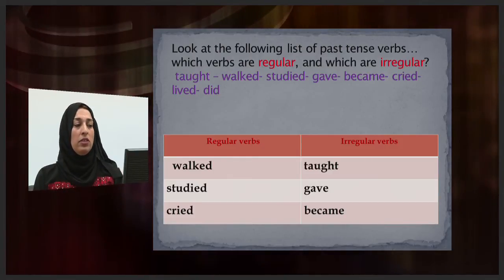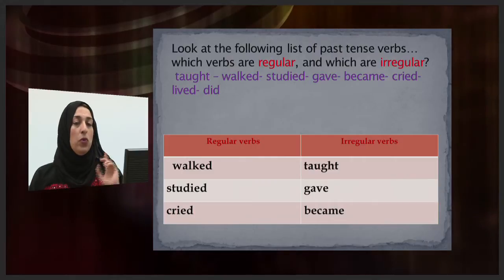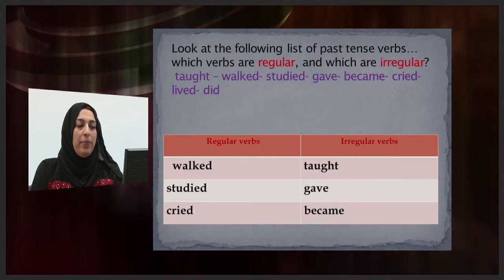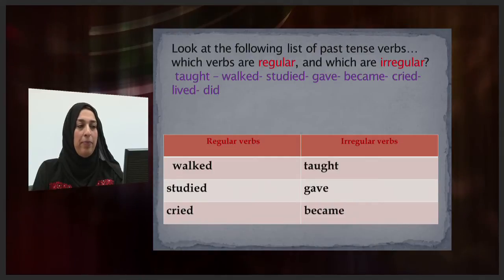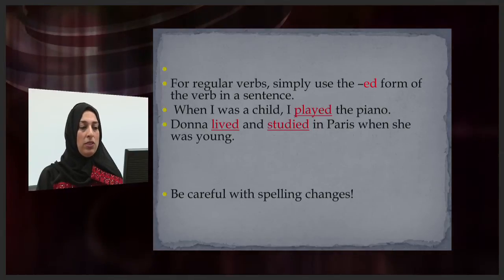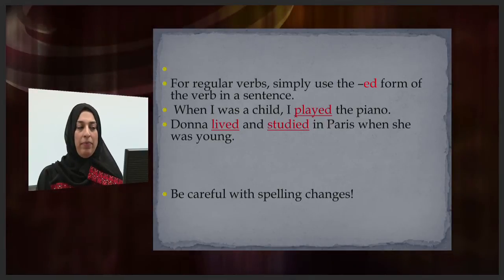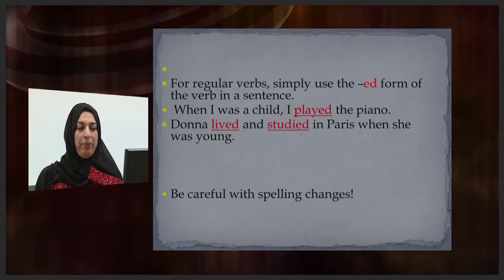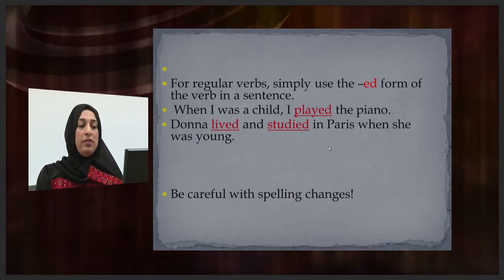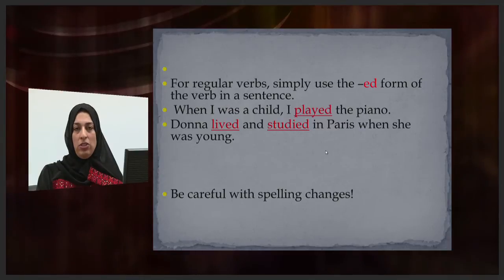Of course, as you all noticed here, for regular verbs, we use ed after the verb. That's why we call them regular. Example: When I was a child, I played the piano. Donna lived and studied in Paris when she was young. Here, as we all noticed, play is a regular verb. That's why we added to it ed. Lived and studied are the same. Of course, you should be careful with the spelling changes.